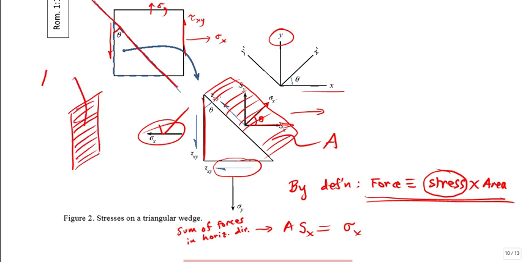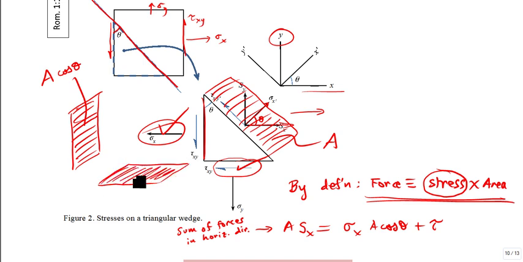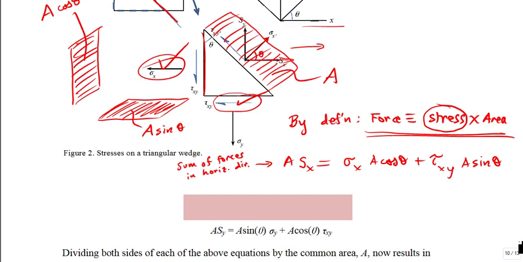And this area happens to be A, which is this area, times the cosine of theta, right? So it's going to be A times cos of theta plus, now I've got this one, tau xy, and you can't see that area, but it's this area. And this area happens to be A times the sine of theta, so it's tau xy times A times the sine of theta. Okay, and that's what I would write into this box here.